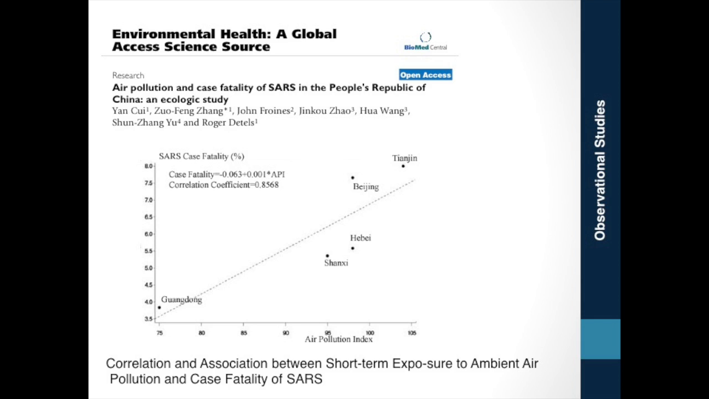Another example is an ecologic analysis conducted to explore the association between air pollution in China during April and May 2003 and SARS case fatality. A linear model was fitted to the data for 5 regions in China with 100 deaths by SARS or more. And the authors found a positive association between air pollution and SARS case fatality in the Chinese population by using publicly accessible data on SARS statistics and air pollution indices.